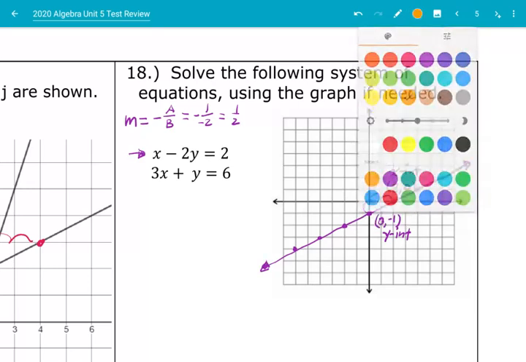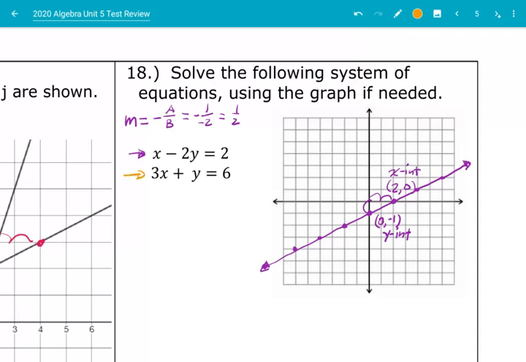Alrighty. And the bottom one, well, we can find the slope the same way. M equals negative a over b. A is 3, and b is 1. So this is a negative 3. Let's find the, well, look at this. Set x to 0. Y is 6. So the y-intercept is at 6. 1, 2, 3, 4, 5, 6. There's the y-intercept, 0, 6, for the orange line.